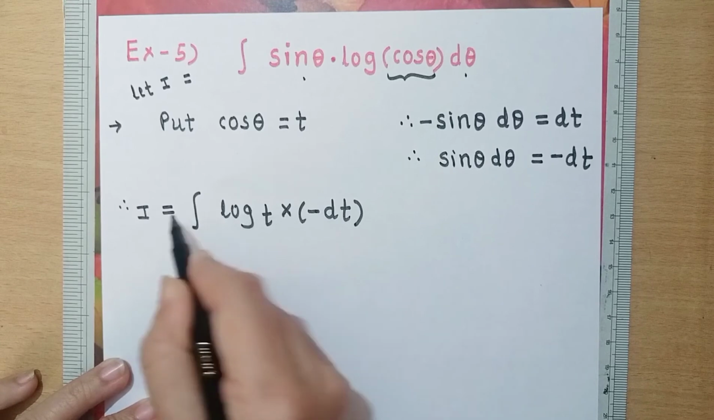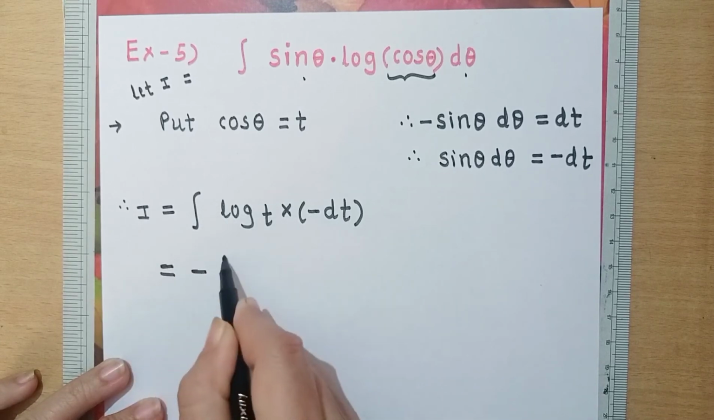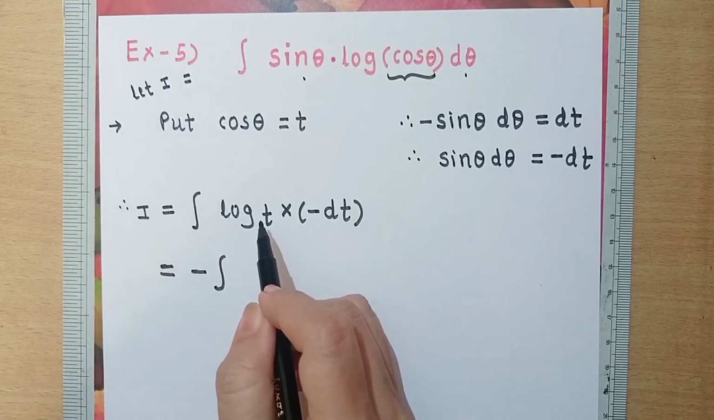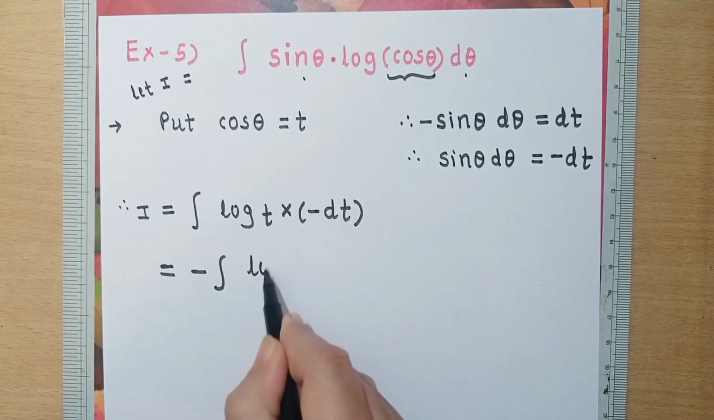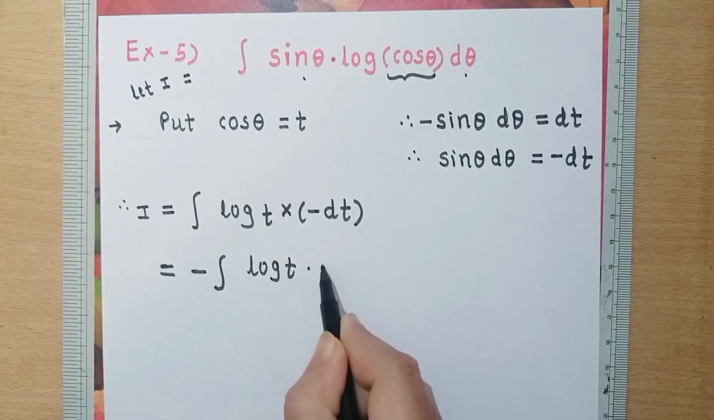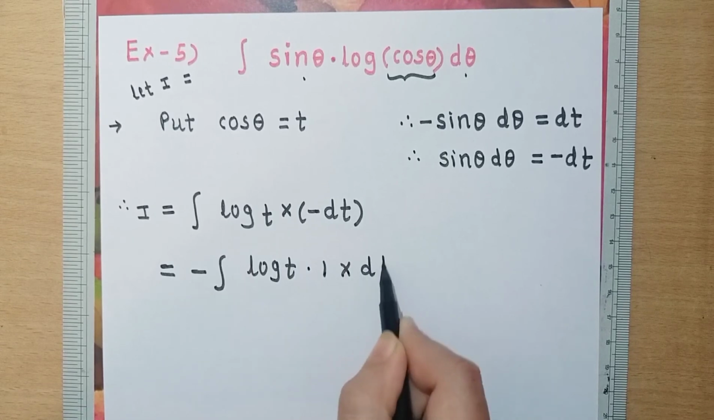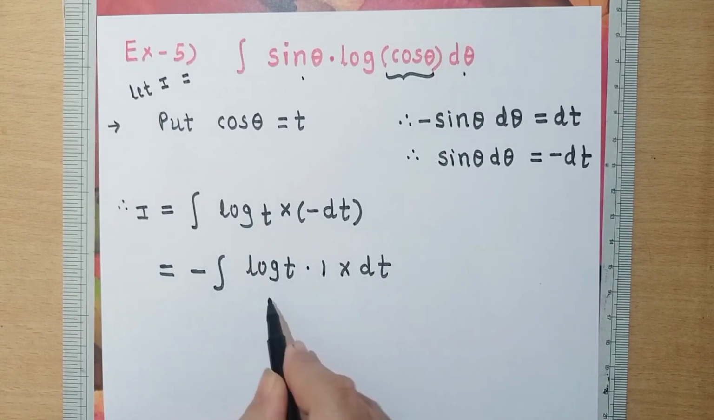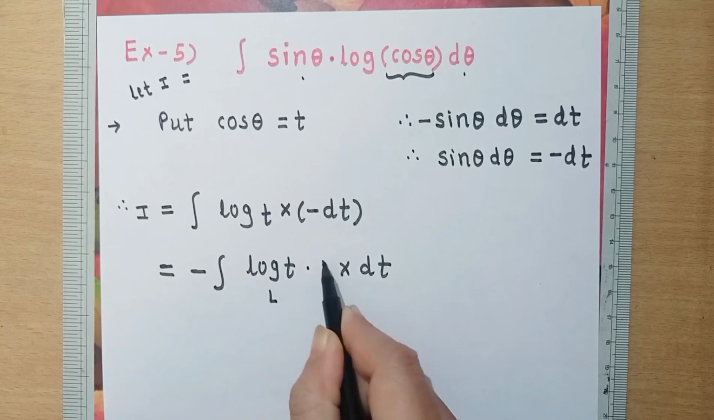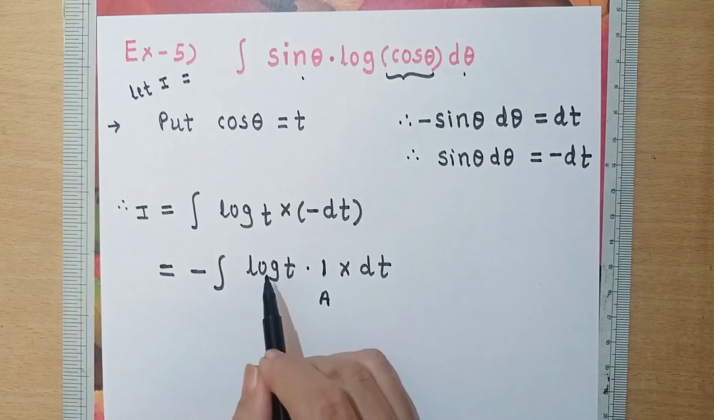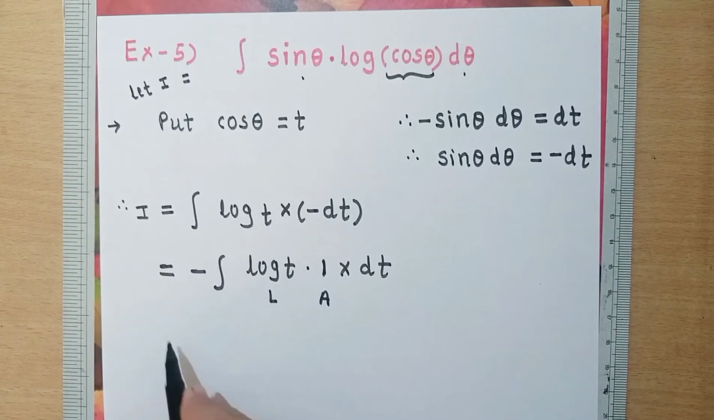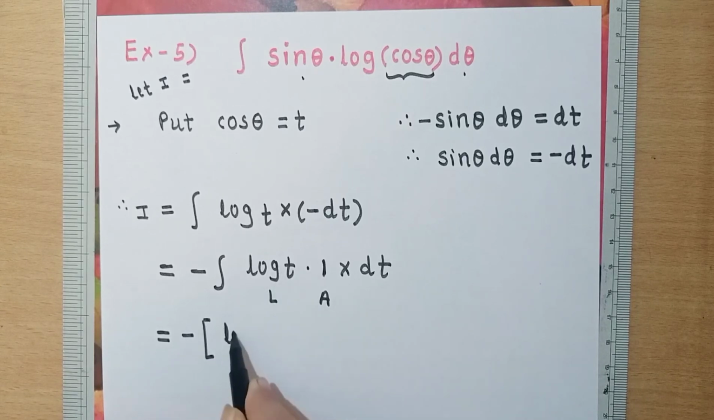Now we will move this minus sign outside, so minus, again integration of log t we don't know. We will write this as log of t into 1 and into dt. So log of t means this is logarithmic and simply 1 means algebraic. So this is coming first. So we will consider this as u function. So again minus sign outside, this log of t as it is.